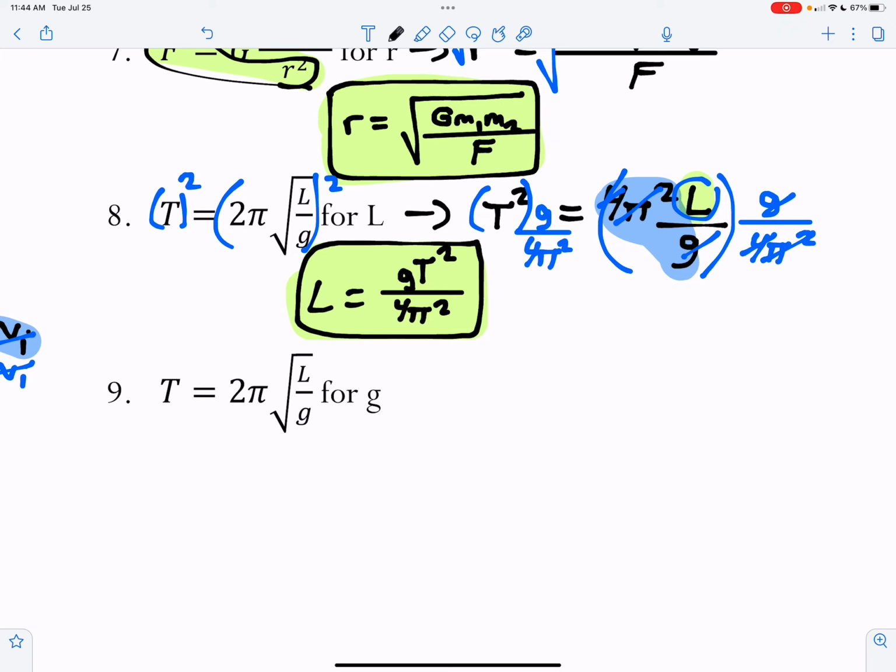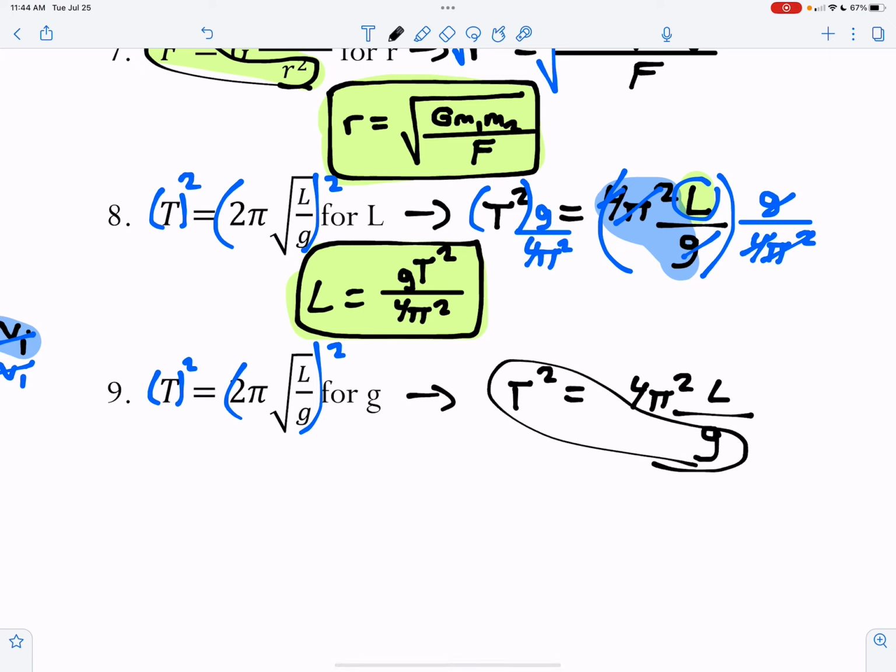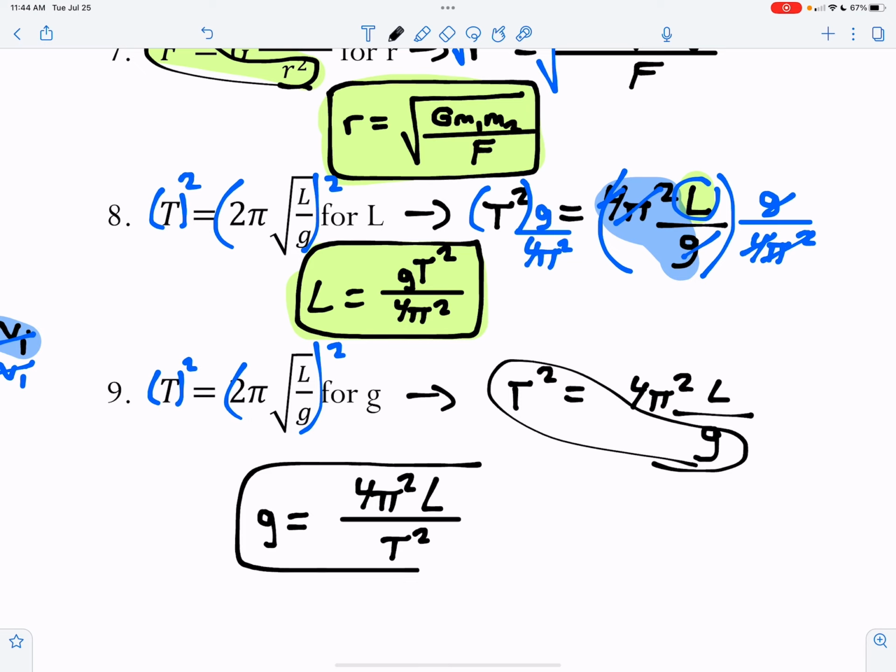Okay, and in our last one, we're going to start off exactly the same way. We're going to go ahead and square both sides to get rid of the radical because G is trapped under the radical. And if we do that and we rewrite this, we again get t squared equals 4 pi squared L over G. Now G's in the bottom, and we can do the switcheroo to isolate the G. And so we get 4 pi squared L over t squared. So this complicated equation really just involves 2 pretty easy steps.